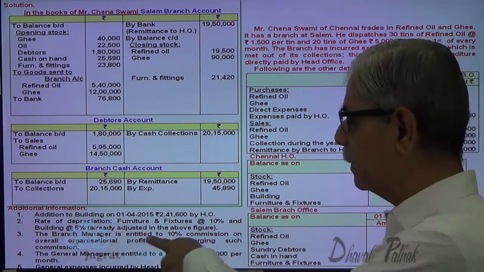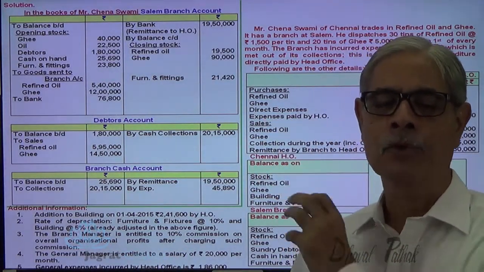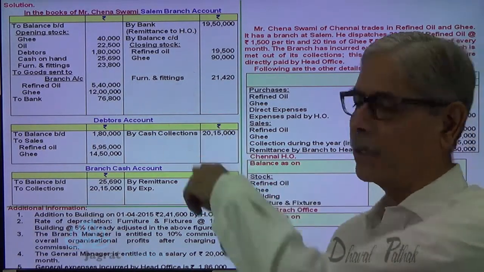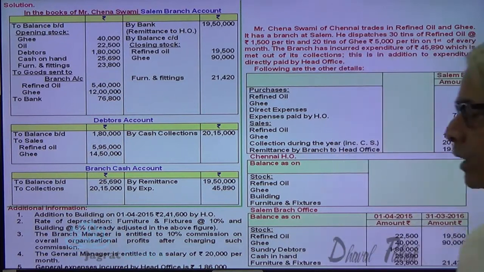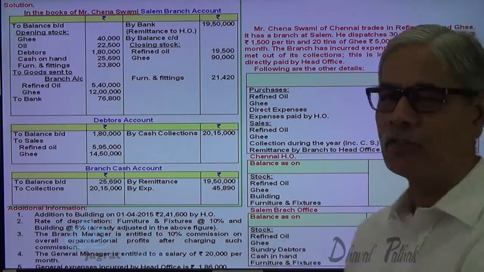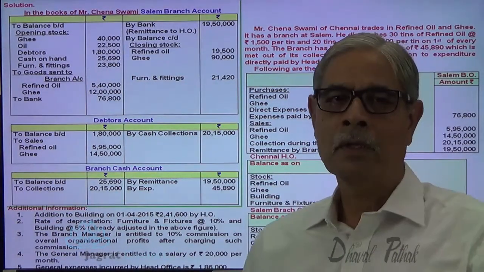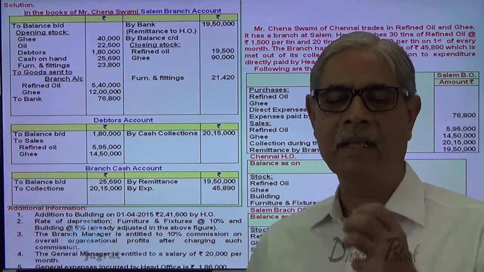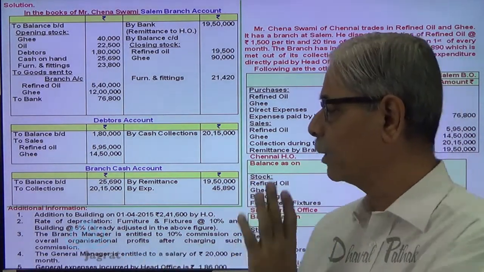Now, branch manager is entitled to commission on the organizational profit, so it won't be recorded. This commission to the branch manager won't be recorded at this stage because still we have not found out the organizational profit. General manager is entitled to a salary of 20,000, that will be recorded in the books of HO, so it won't appear here in the branch account and the relevant working notes that we prepare. In that, this item also will not appear.